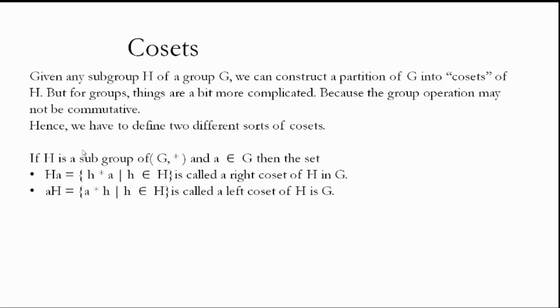Given any subgroup H of group G, we can construct a partition of G into cosets of H. But for groups, things are a bit more complicated because the group operations may not be commutative. If the commutative operation is also included, then it will become an abelian group. So usually the group does not consist of the commutative property. Hence, we have two different sorts of cosets.